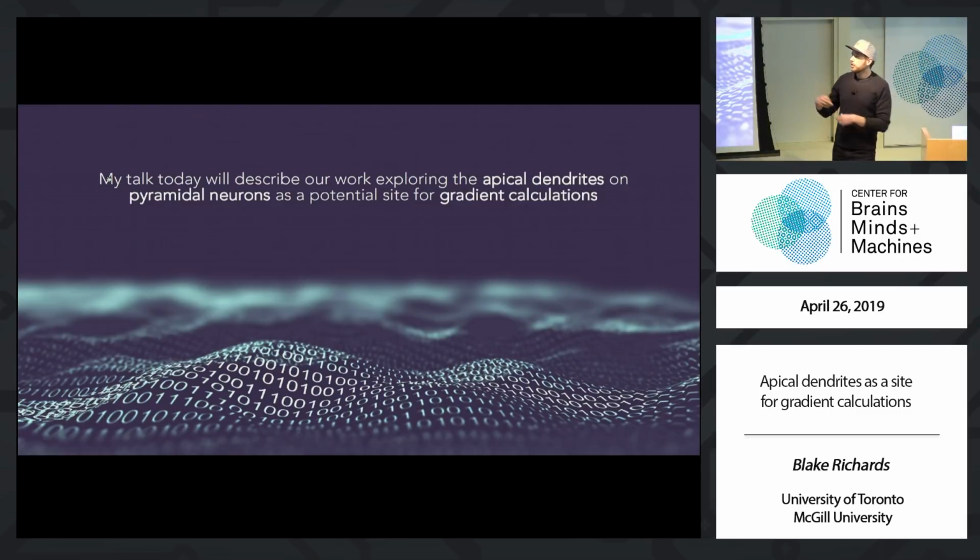So my talk today is going to describe to you our work on exploring potentially the apical dendrites of pyramidal neurons as a site for these gradient calculations. And I'll show you modeling work that I think at least makes a plausible case that it's worth doing some experiments to test these ideas.